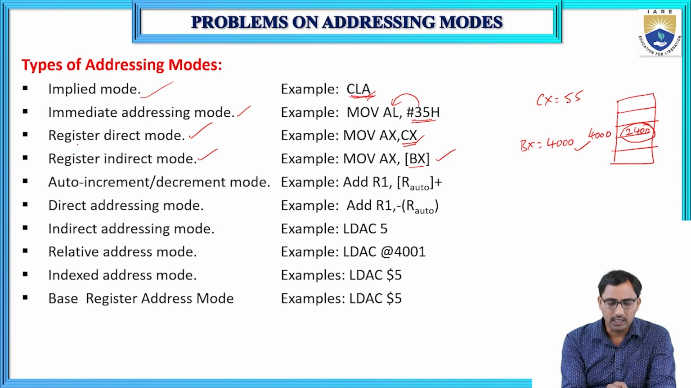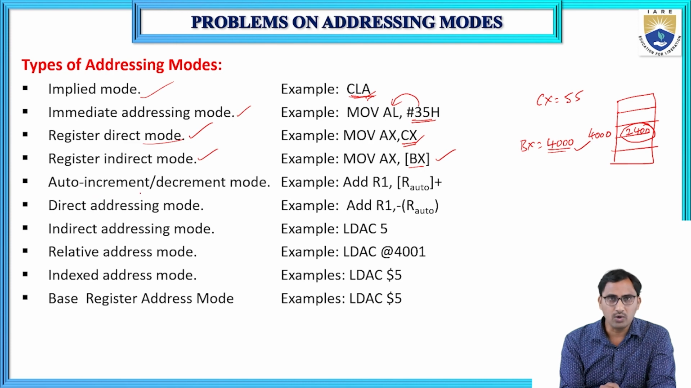In the register direct addressing mode, the operand is specified directly in the register. But here the operand is not specified directly in the register. In the register, we have stored some address, and at that address we have the operand. So that is the register indirect addressing mode.